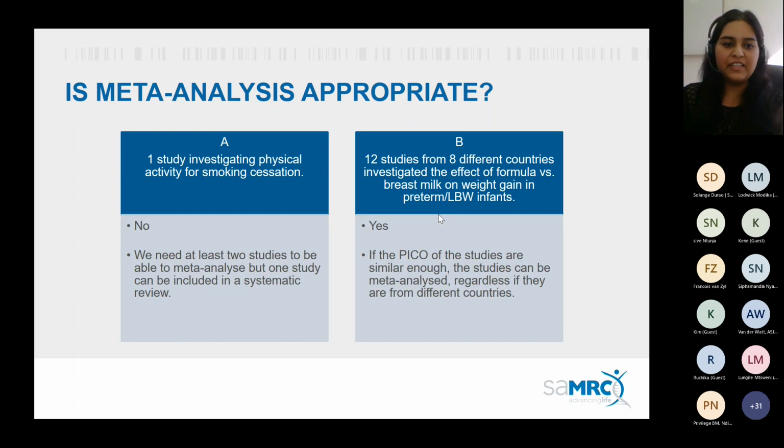So for scenario A, a meta-analysis is not appropriate because we need at least 2 studies to be able to meta-analyze, but you can include one study in a systematic review. And B, meta-analysis is appropriate for this if the PICO of the studies, if you're not familiar with PICO, that would be the participants, the interventions, the comparators, and the outcomes, are similar enough across the studies, then they can be meta-analyzed, regardless if they are from different countries.